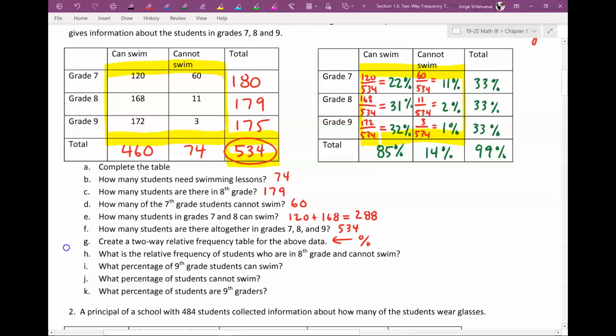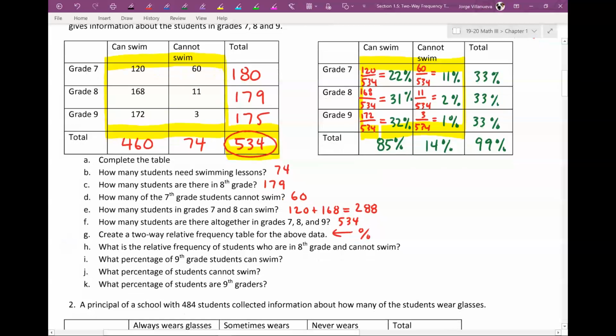Let's answer the questions that they ask us. What is the relative frequency of students who are in the 8th grade and cannot swim? In other words, percentages. 8th grade and cannot swim. 2%. There you go. What percentage of 9th grade students can swim? All right, 32. You guys can see it. It's right here. I'm going to kind of highlight it really quick, but I'll erase it. But it's this right here. Okay, that's 9th grade students that can swim.